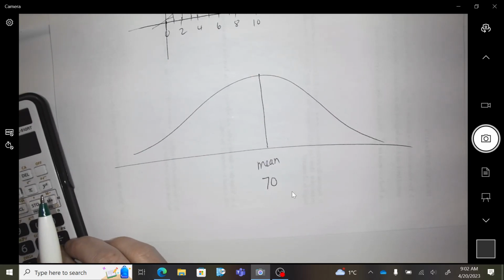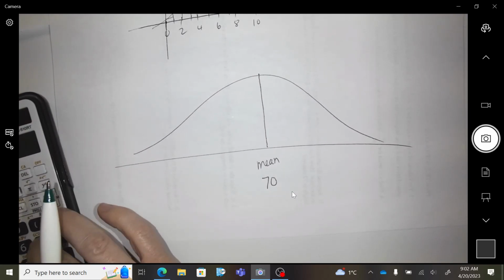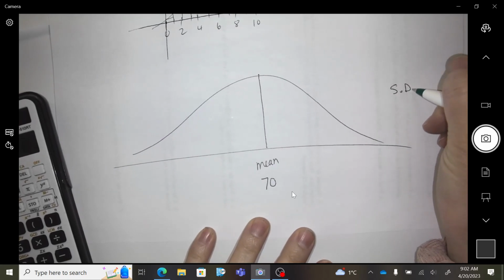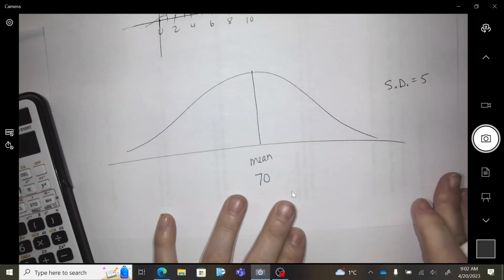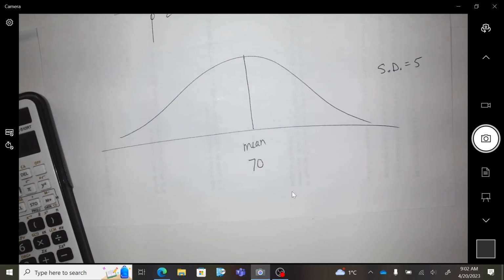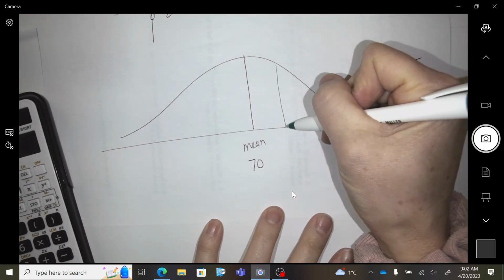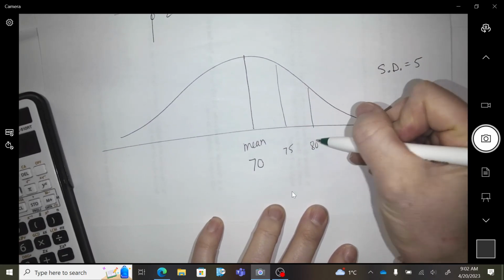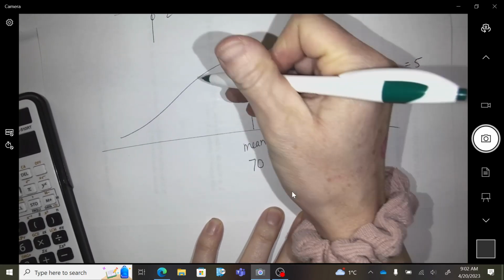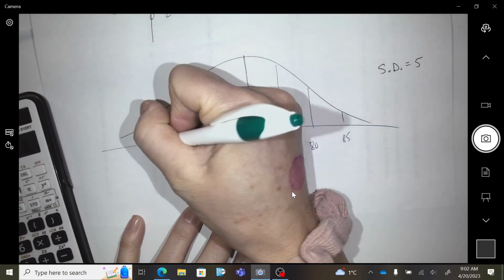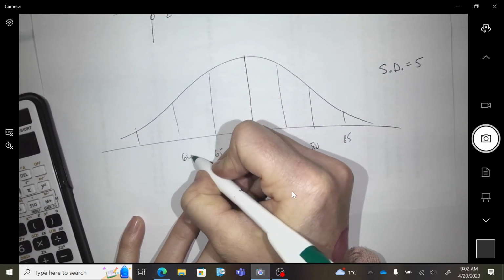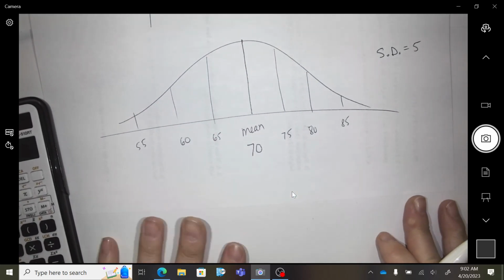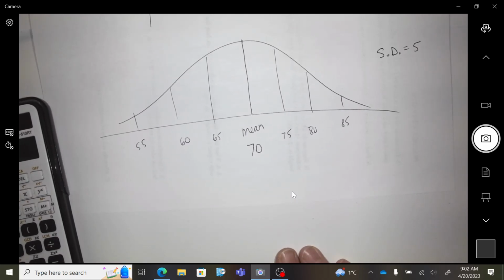Okay, so give me a second here. Let's say the standard deviation was 5. Okay, so standard deviation is telling me how spread out the data is. So if I go 5, that's 75, 80, 85, 65, 60, and 55. Okay, so that's a normal distribution curve.